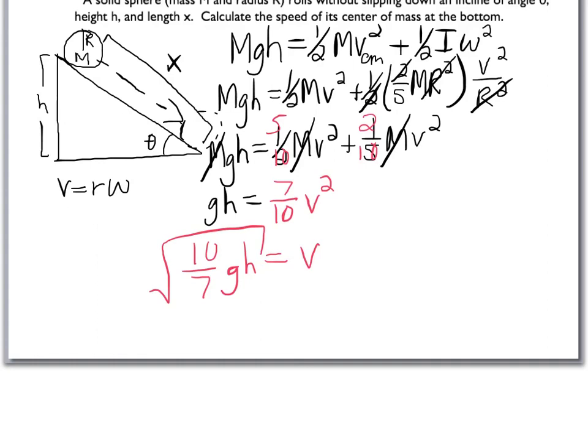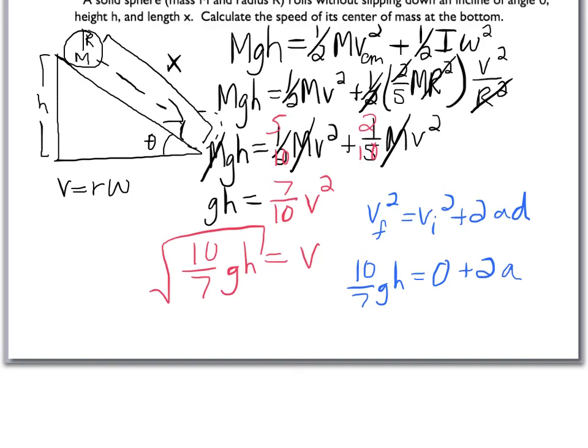You could also be asked to find the acceleration of the center of mass of this object. In this case, because this object would be accelerating uniformly, we could use our kinematic equations, recognizing that vf squared equals vi squared plus 2ad would apply to this problem. Now our final velocity squared would be the 10/7 gh. The initial velocity squared would simply be 0, plus 2 times the acceleration of the center of mass that we're looking for, multiplied by the distance that it moves through, which would be the length x defined on our drawing. So if we take the 10/7 and divide by 2, we would have 5/7 gh, and then divide out the x and solve for our acceleration as well.